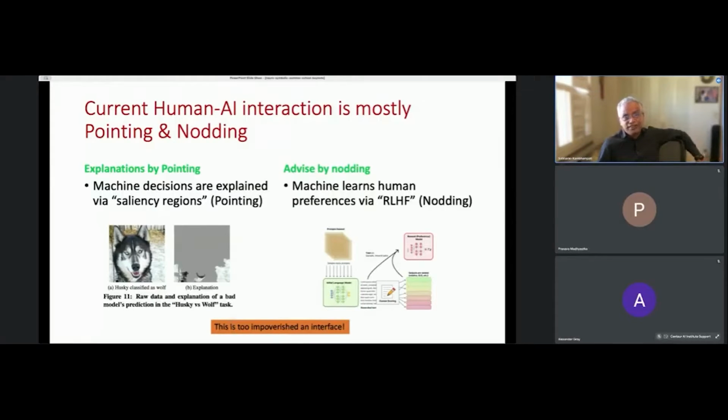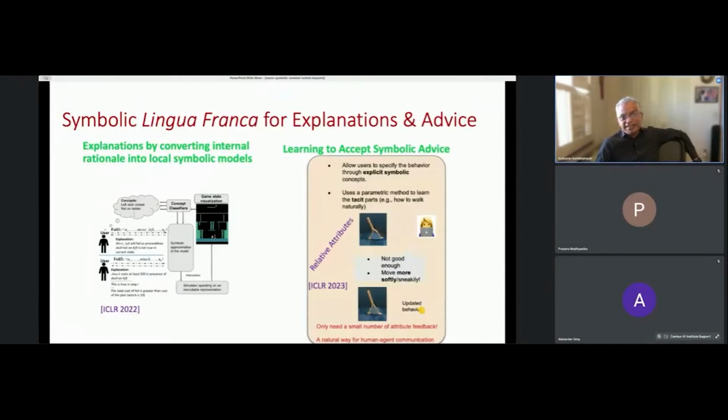That's one very important reason. We don't want to deal with AI systems by getting explanations from them by pointing, and then giving advice to them by nodding, which is basically what RLHF winds up being. We do want to deal with AI systems the way we deal with other humans. So this is one direction that my work has been looking at: explanations by converting internal rationale into local symbolic models, because humans understand language, which is symbolic to a large extent, and we exchange information predominantly through symbolic means.